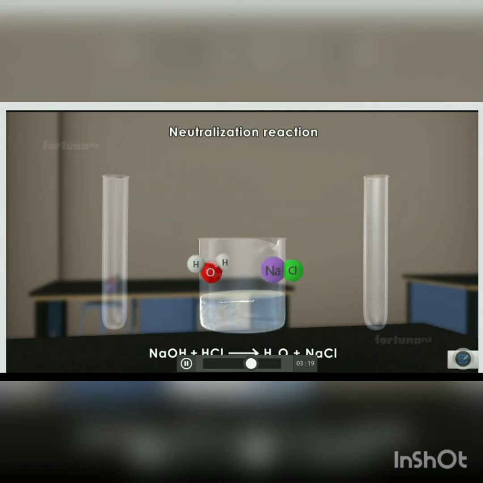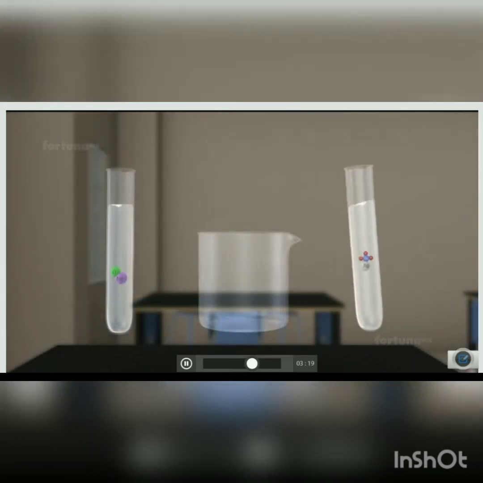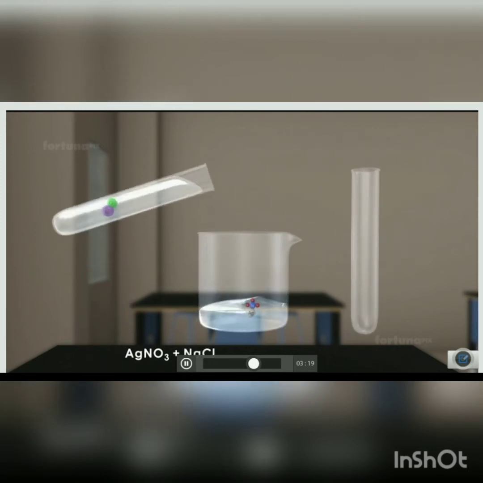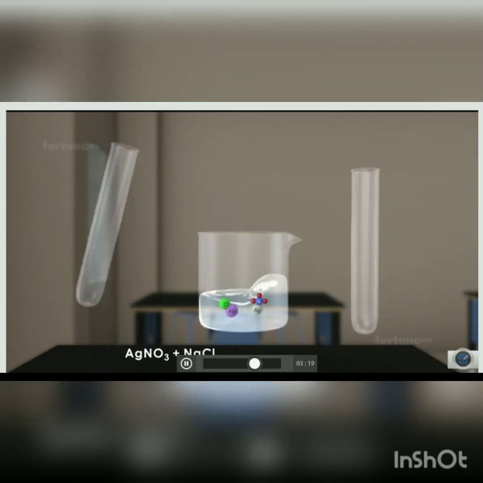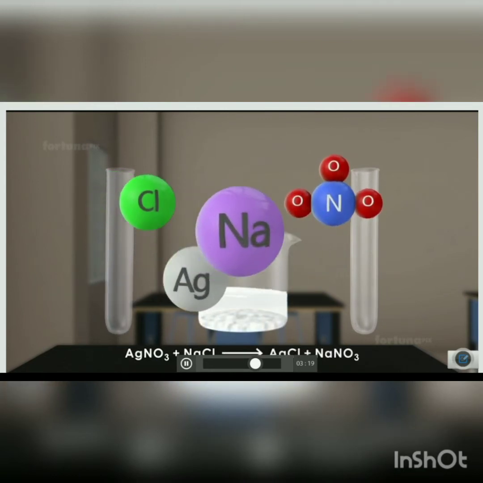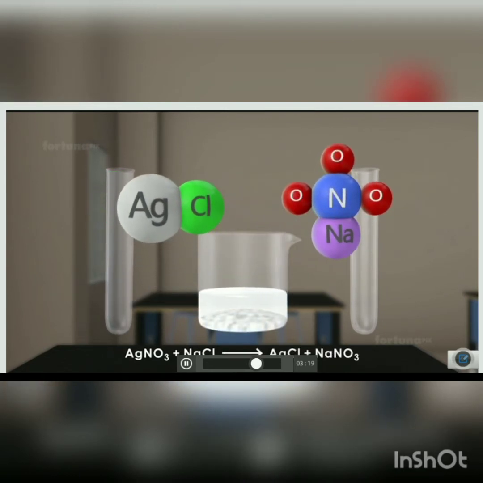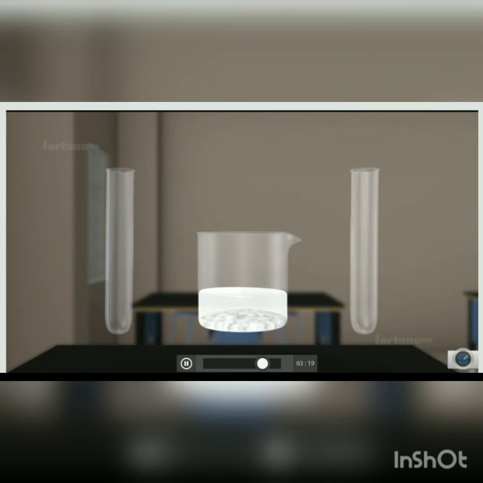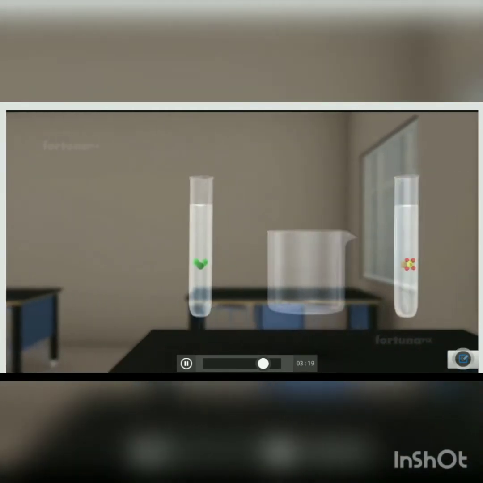Now after it we will discuss an example of precipitation double displacement reaction between silver nitrate and sodium chloride to form a white precipitate of silver chloride with sodium nitrate. So it is an example of precipitation as well as double decomposition or double displacement reaction. After this, we will take an example of gas formation double displacement reaction.